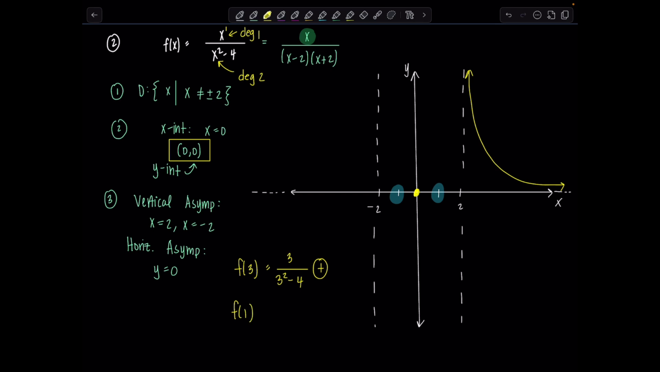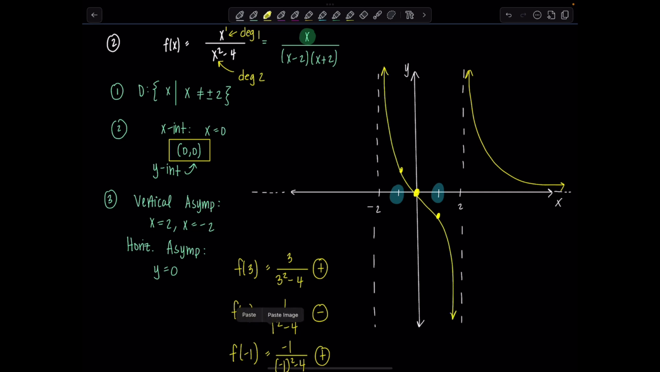So f of 1 is going to be 1 over 1 squared minus 4. So that's negative, because 1 squared minus 4 is negative. So it's down here somewhere. And then f of -1 would be -1 over -1 squared minus 4. That's positive, because this would be -3 and then -1. So overall it's positive. So it's looking kind of like x cubed flipped in the middle. Good?